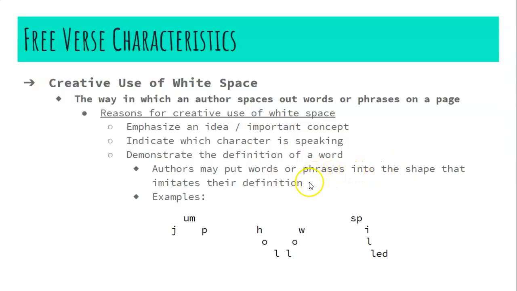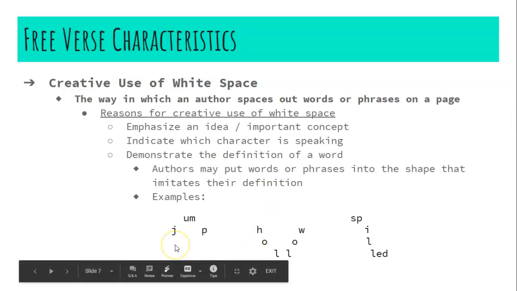Or authors might put words or phrases into the shape that indicates their definition or suggests to you their definition. So just to give you an example, I took a few words. If I wanted to indicate how jump looked, I might put the J on a line below and then put the UM on a line above when I'm typing it and P on another line below. So it looks like the word jump is actually jumping. It goes up and then it goes down.